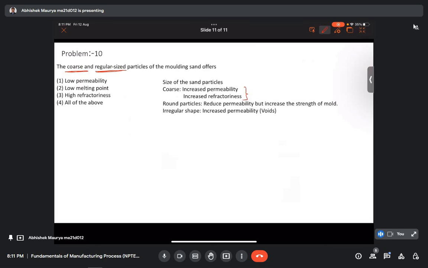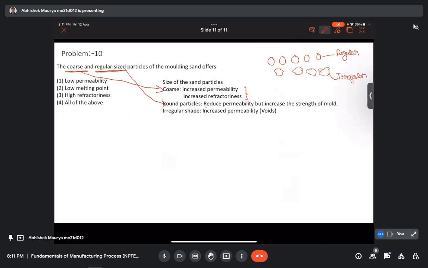For coarse we have to look here, and with respect to shape, if we have a regular size, the regular size means they should be round, they should not be irregular. More round, more regular. So a regular size means round particles.